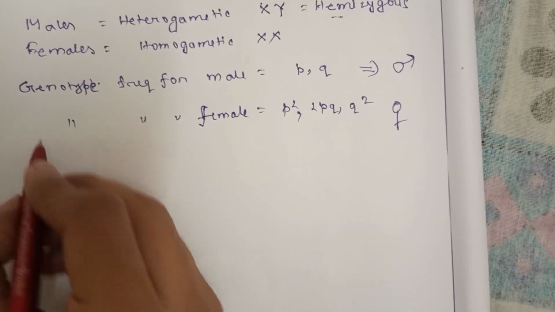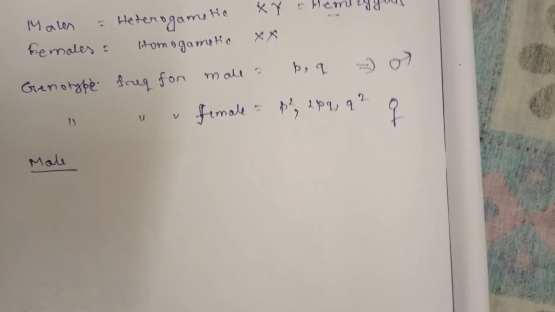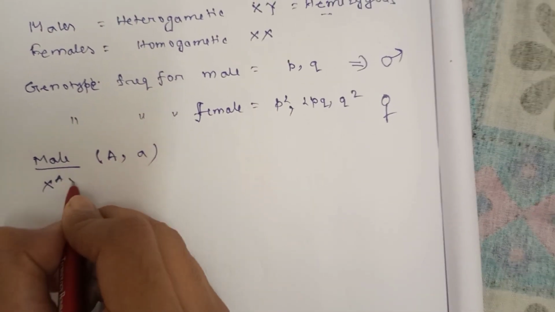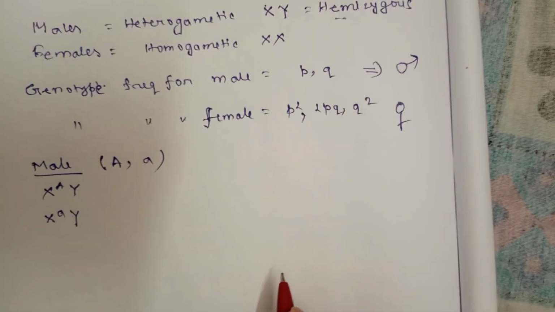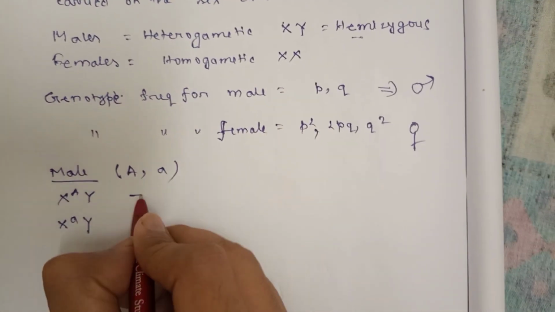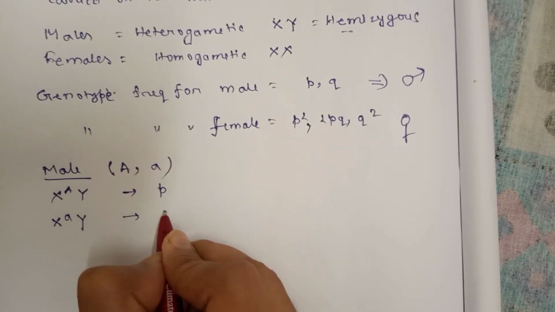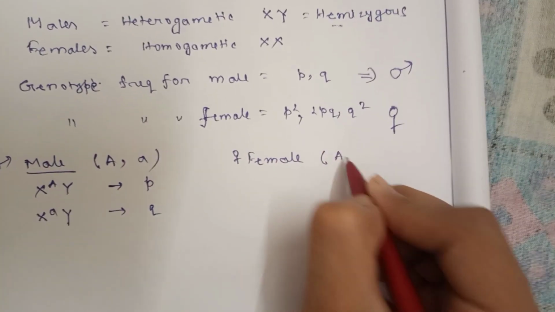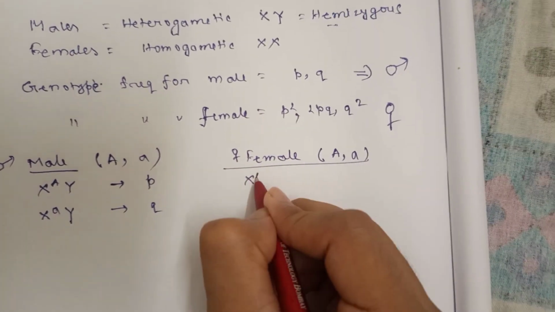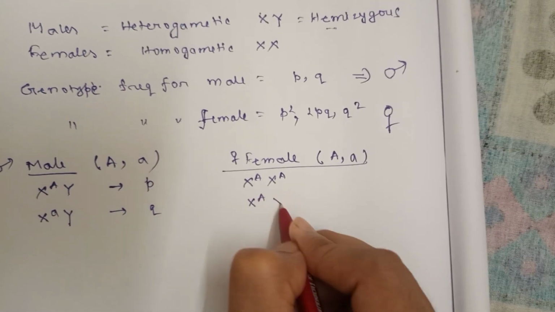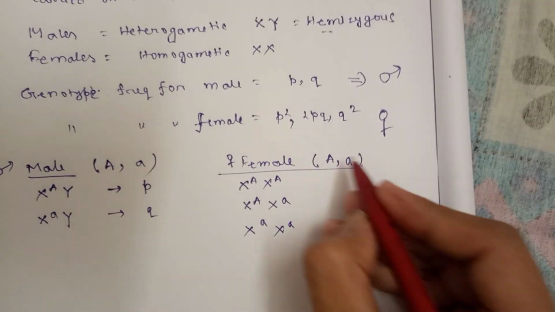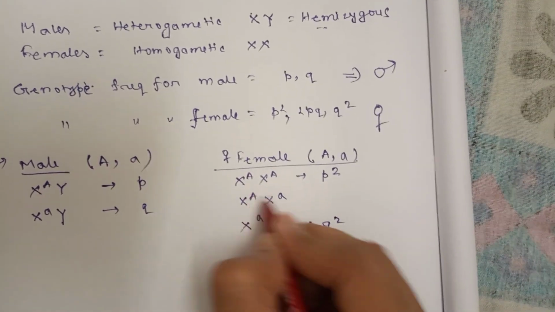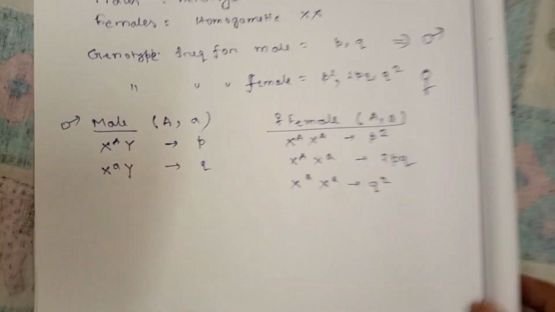So let's make it simpler. Male, let's say there is one allele A and maybe the recessive is small a. So it can be this or this, because sex link means this is X linked. So let's suppose this frequency is P and this frequency is Q. But in case of female, suppose same alleles A and a, it can be XA XA, it can be XA X small a, it can be X small a X small a. So it is dominant, so we know that it is P square, it is Q square, but it is one A and one small a, that is 2PQ, right?